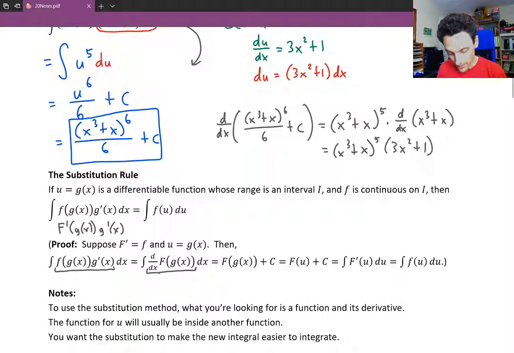Let's check that. If we took the derivative of big F of g of x, that would be the derivative of the outer, leaving the inside alone, times the derivative of the inner. And since we said that big F is an antiderivative of little f, then big F prime is little f. So these two inside parts of the integral are equal. We can take this step.